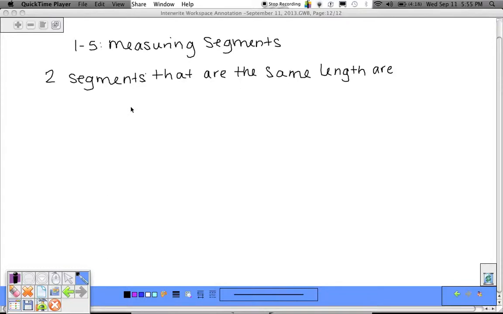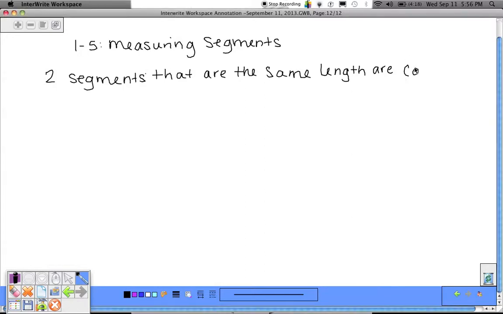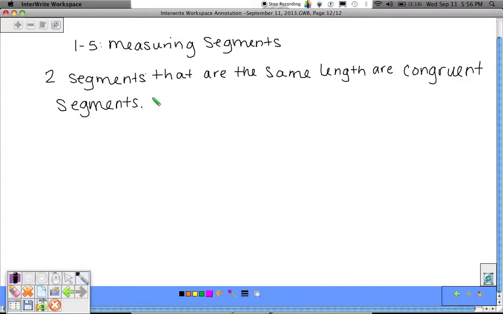Today we're talking about section 1-5, which is measuring segments. So the first thing that I want to talk about is a new vocabulary word. Two segments that are the same length are called congruent segments. Congruent may be a new word for you, it may not be, but either way it is a vocab word, so you might want to underline that.